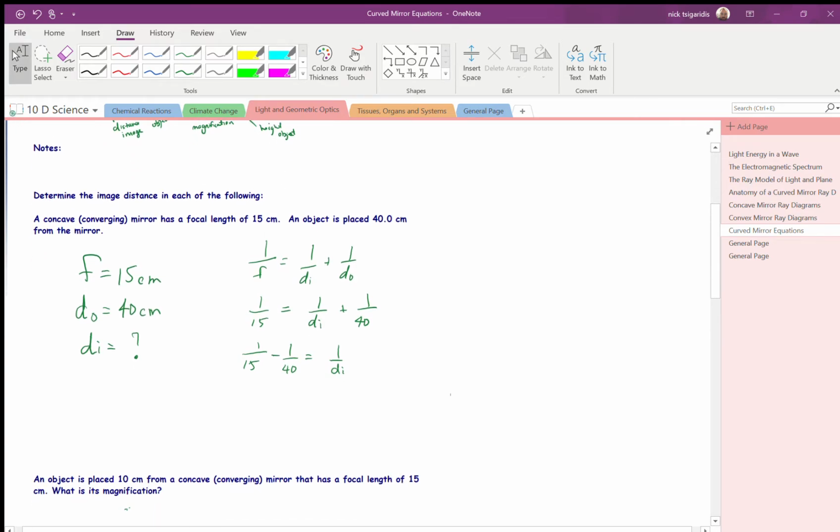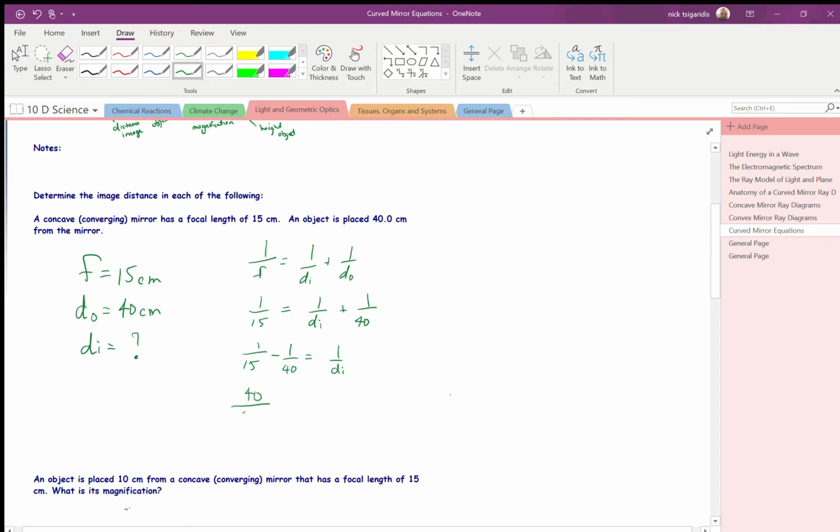I need to find a common denominator if I'm adding and subtracting fractions. So the easiest thing for me to do is take the 40 that I have here, and I'm going to multiply top and bottom by 40 on the other fraction, and then I'm going to take the 15 that I have here and multiply top and bottom by 15. So I'm going to end up with 40 over 600.